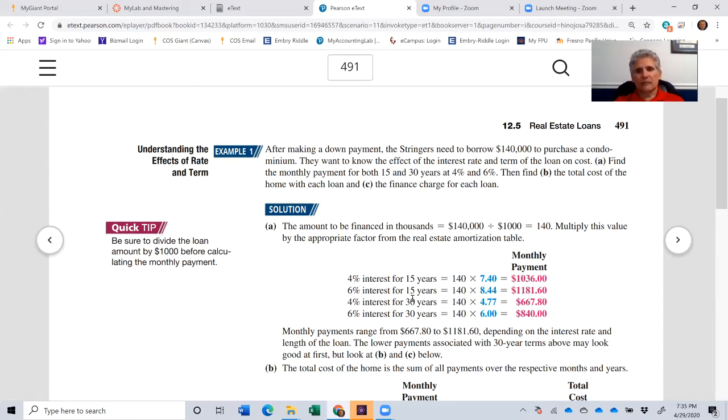Under 6% for 15 years, we look on that table again, we'll come up with the 8.44. We'll multiply the 8.44 times the 140, and that gives us $1,181.60. Pretty straightforward. And then 4% for 30 years, the factor is going to be 4.77. At 140 times 4.77, that's going to be $667.80. And then 6% interest for 30 years, the factor is going to be 6.0. We'll take the 6.0 and multiply that by 140. So we have our monthly payments based upon the different interest rates and different terms.